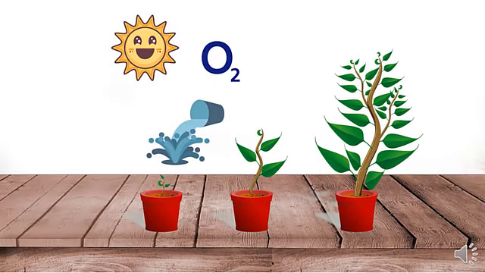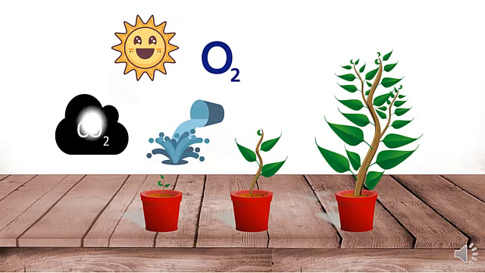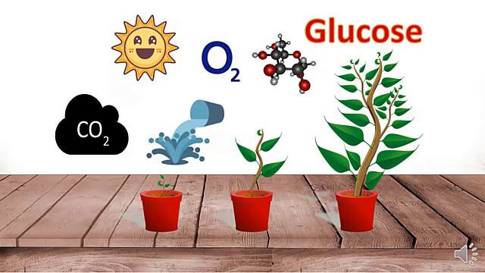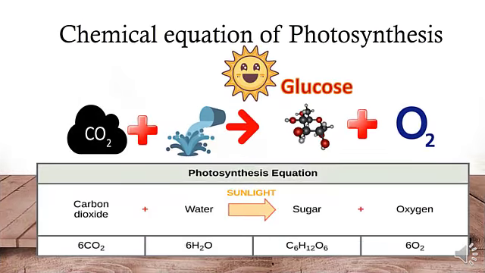To complete the reaction in photosynthesis, plants need carbon dioxide. As the reaction takes place, there will be production of glucose. Here is the chemical equation of photosynthesis. Based on the equation, as the carbon dioxide reacts with water in the presence of sunlight, there will be a production of sugar or glucose and oxygen gas.